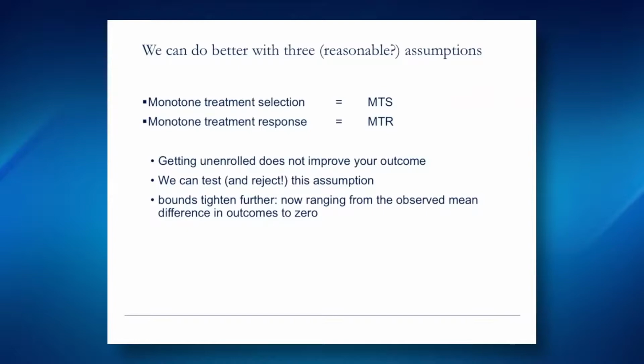Monotone treatment response, another clunky term. This is about the action that happens to people. In this process, you assume that getting unenrolled does not improve your outcome. What's nice about this assumption is that it's very testable, right? We saw the people who were enrolled, we saw them getting unenrolled, and we saw their survey outcomes. So you can reject this assumption if it's not reasonable. In our case, it was very reasonable. No one, basically, actually improved in their nutritional outcome, which in this case is something called a healthy eating index. It's an index from 0 to 100. And you can tighten those further.